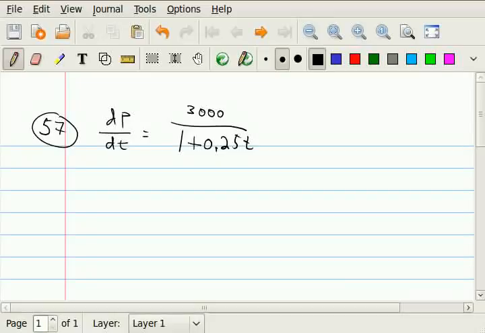Okay, we're going to look at this example from the book. It's number 57. It's a biology problem. They say a population of bacteria is growing at a rate of, okay, so they call this dp/dt. It's the rate of change of the population, and they give us a formula. And they say where t is the time in days.